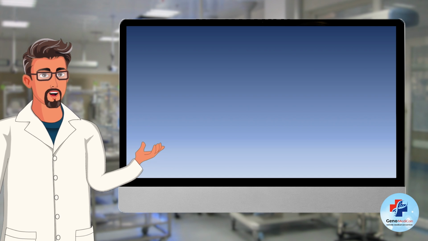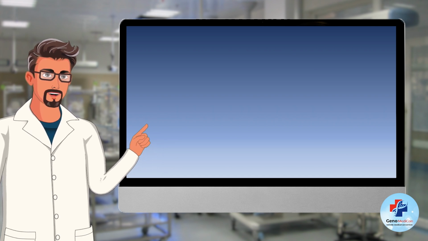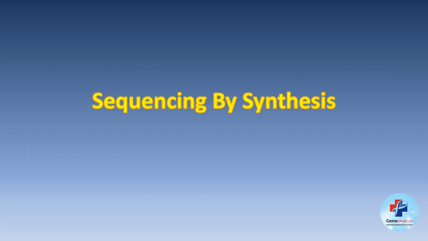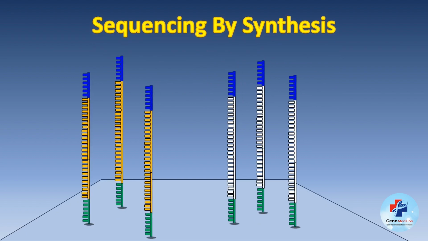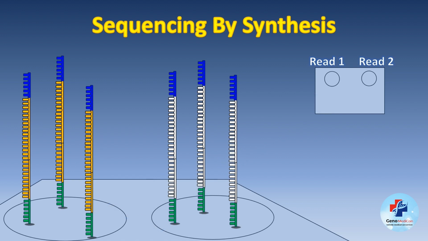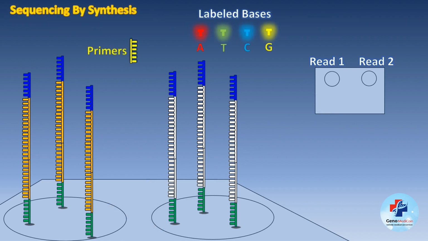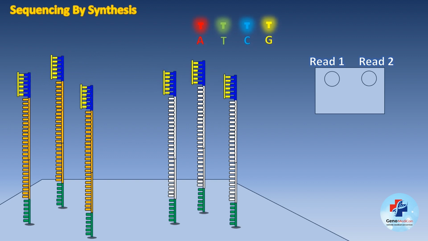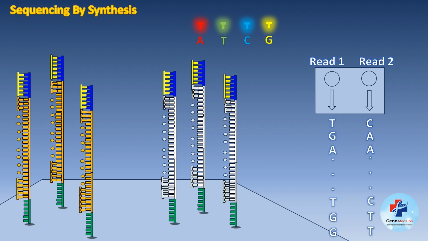The final step that we are going to discuss in this video is sequencing by synthesis. Once the clusters are generated, sequencing can begin using the sequencing by synthesis method. This technique involves the addition of fluorescently labeled nucleotides one at a time. Each nucleotide is tagged with a different fluorescent dye, so when it is added to the growing DNA strand, it emits a specific color of light. The sequencing platform records the emitted light, identifying the base at each position.